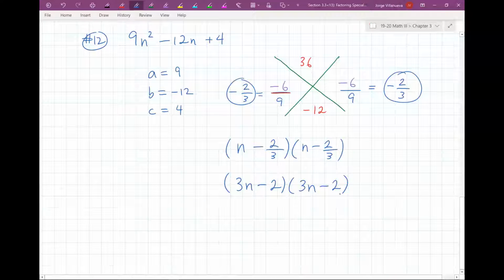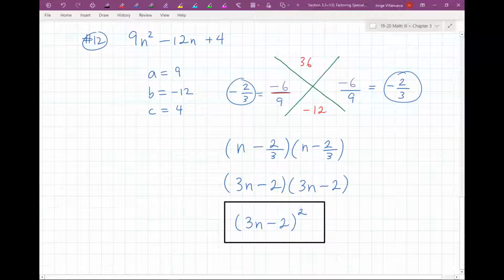Well, what do we do if both factors are identical? We put them together, but what do we put? A square, right? So we get 3n minus 2 squared, and that would be your answer. This is why these are called perfect square trinomials, because when you factor them, you get the exact same factors twice. So then you put them together as one thing squared. Okay, so that's why they call them perfect square trinomials. So all your other answers for 11, 13, and 14, they should end up like that.